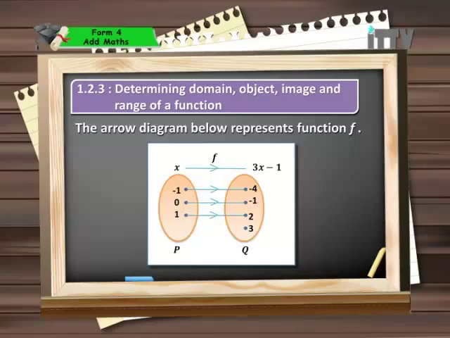You do see, viewers, in the P bubble, which is your domain, we have the x values of -1, 0, and 1, and these are your objects. The function given is 3x minus 1, and therefore the images that are resulted are -4, -1, and 2 respectively in the codomain of Q. The codomain of Q also contains the value of +3, I beg your pardon, which is not an image of any object.